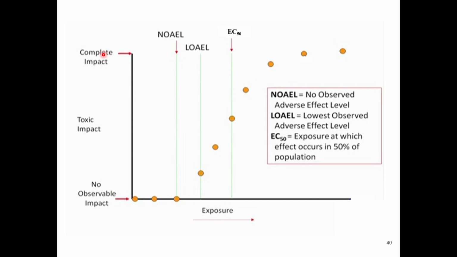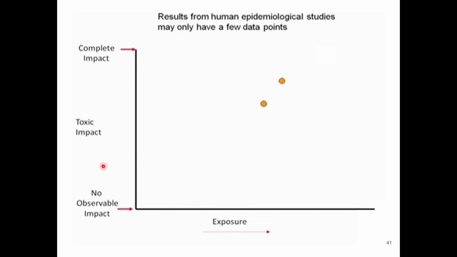So between complete impact and no observable impact lies the toxic impact, and the mid value is where 50% of the population has been exposed to have a certain effect. So that is EC50, the exposure at which an effect occurs in 50% of the population. So that is the general norm.